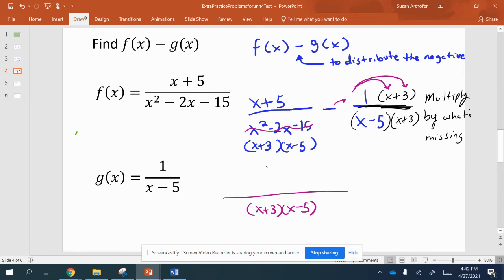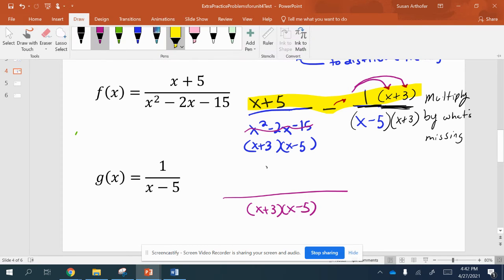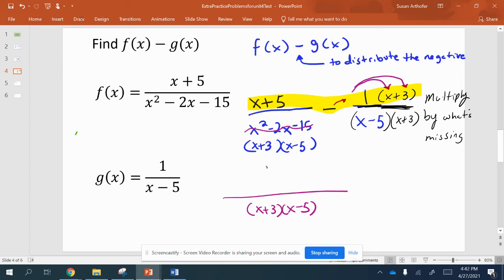Now let's do the top, right? So let's do the top. So I'm going to write down in the front X plus 5, and then I'm going to distribute. Sorry about that. Pen goes a little crazy at the end of the day. Okay, so negative 1 times X is negative 1X. Negative 1 times 3 is negative 3.